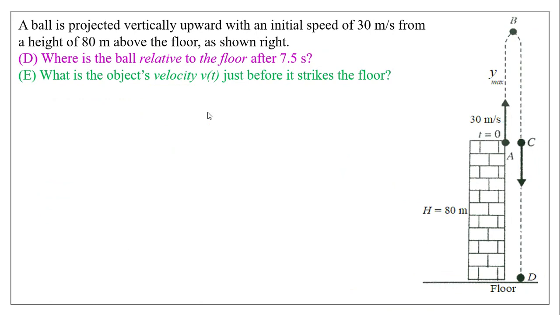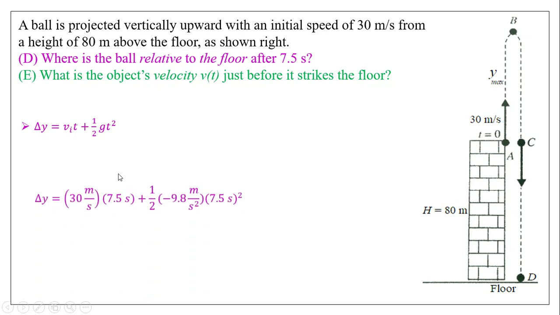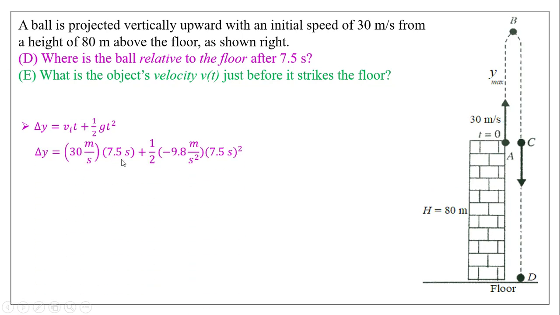Part E asks you to find where the ball is relative to the floor after 7.5 seconds. So in order to know where it is relative to the floor, we have to find how far the object has gone. Here I've decided to start with my displacement function. Why? Because I need to find my delta y after 7.5 seconds. I know the ball is going to go up and come down, but where is it relative to its starting point? My Vi is 30. Time here, I want to plug in 7.5 seconds. G is negative 9.8. Time is 7.5 seconds squared. If you simplify that on your calculator, you get 91.8 plus a negative 45.88. Simplify this, you get negative 50.625 meters.